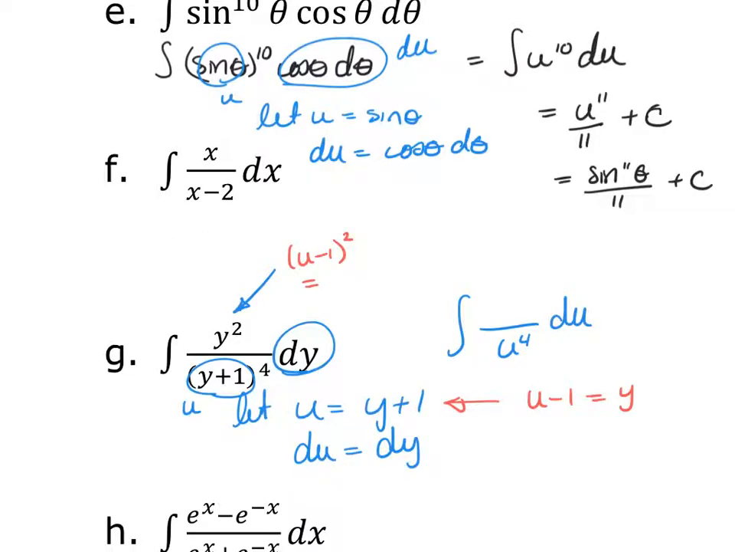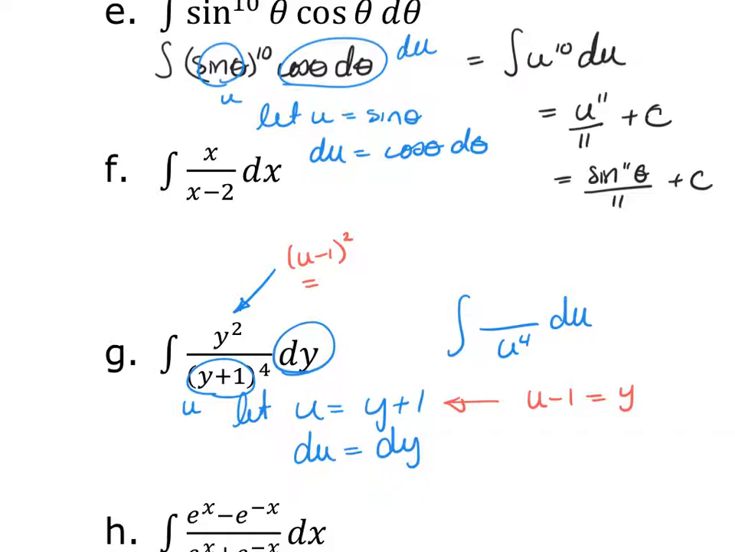So just going to discuss where we are now. My initial reaction on G is to let u be the denominator part, y plus 1. So if I let u equal y plus 1, then du equals dy. And now I've got a replacement for dy, and I have a replacement for y plus 1 to the 4th. What I don't have a replacement for is y squared.